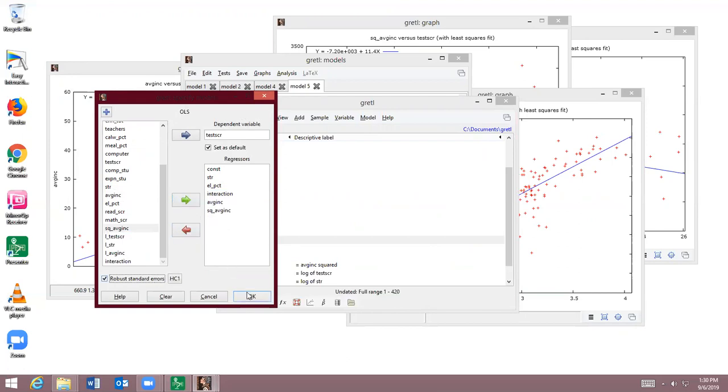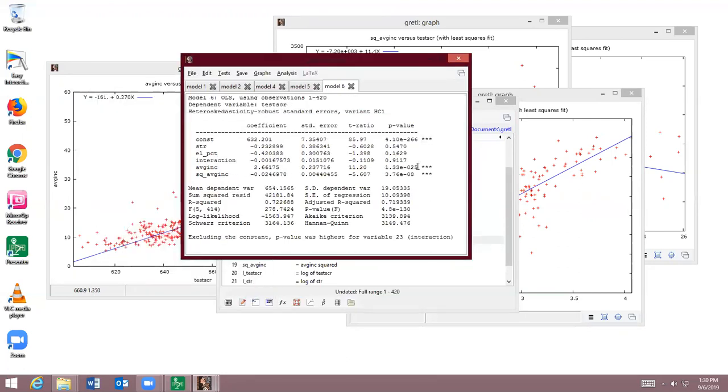Let's get rid of these. Nope, still not good. Average income is showing up really statistically significant, right? Both the linear version of it and the quadratic version. So what is this telling us? What are these two variables telling us about how average income interacts with test scores? Right, and it's increasing at a decreasing rate, right?